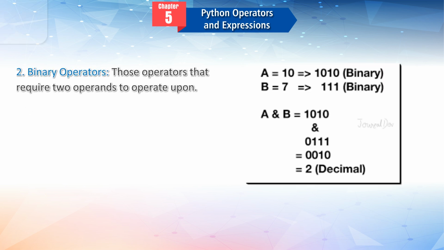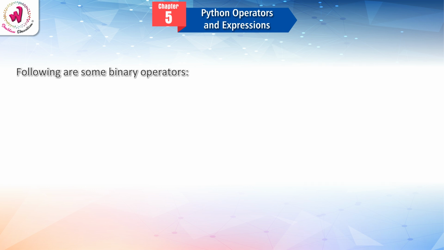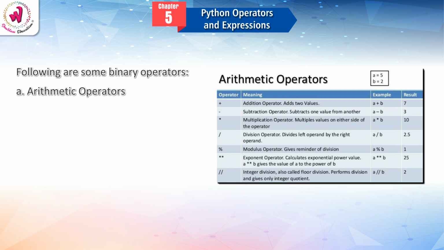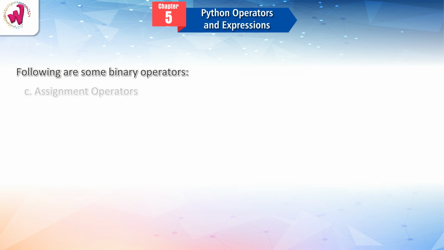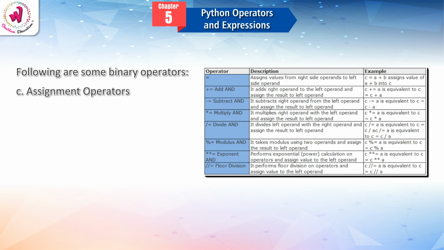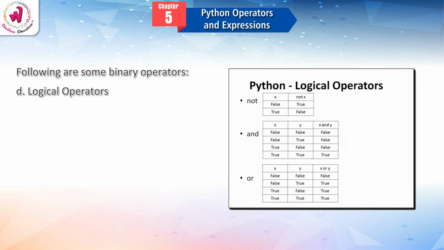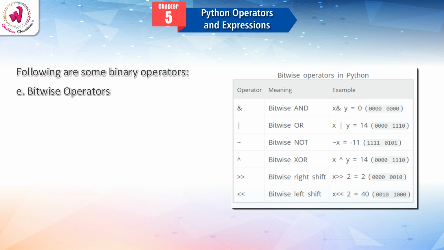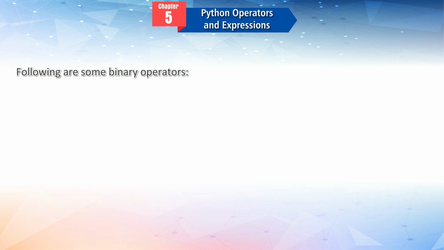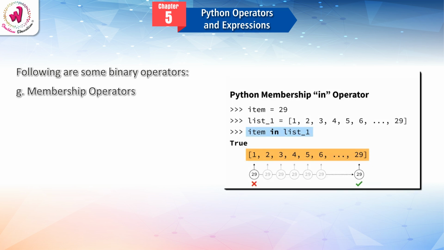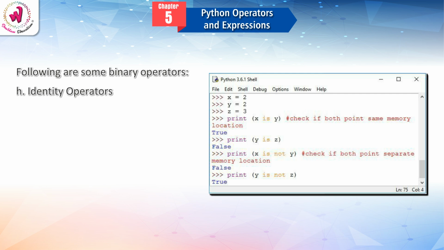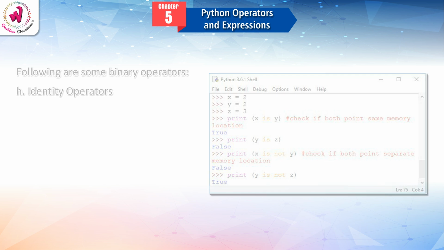2. Binary operators. Those operators that require two operands to operate upon. Following are some binary operators. A. Arithmetic operators. B. Comparison operators. C. Assignment operators. D. Logical operators. E. Bitwise operators. F. Special operators. G. Membership operators. H. Identity operators.